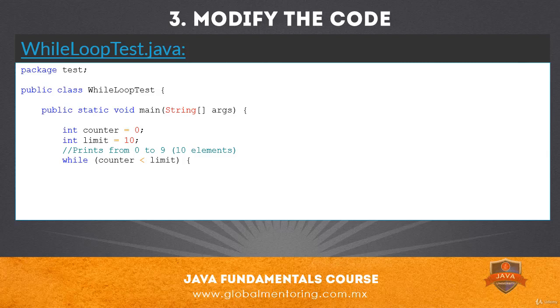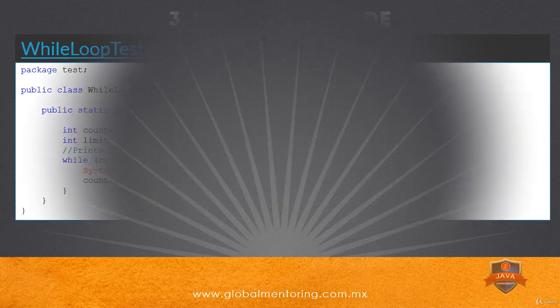While the counter is less than the limit, we will repeat this sentence, and we will print the value of the counter. In this loop, we need to control the counter. We need to increase the counter. If not, we will end with an infinite loop. So we increase the counter, and we finish the while loop. So this loop will print the counter while the counter is less than the limit. So it will print from 0 to 9. It means 10 elements. We close the main method, and we close the class.